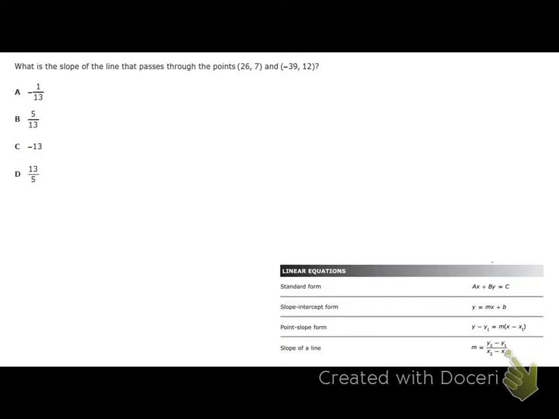So starting here, what's the slope of the line that passes through these points? Once again, I'm just finding the slope. Here's my slope formula in my formula chart. So I'm just going to label my points. I'm going to call them x1, y1, and x2, y2. Honestly, it doesn't matter if I call this x1, y1 and this x2, y2, or the reverse. I could call this second point x1, y1 and the first point x2, y2, and it wouldn't matter. But basically, I'm just going to use the formula from my formula chart to find that slope.